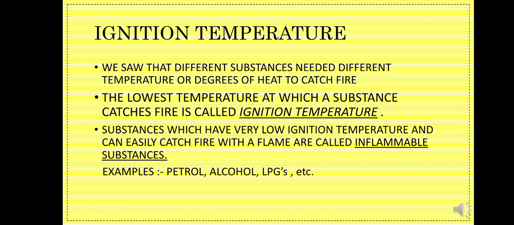In the previous video, we saw that different substances needed different temperatures or degrees of heat to catch fire. The lowest temperature at which a substance catches fire is called ignition temperature. Substances which have very low ignition temperature and can easily catch fire with a flame are called inflammable substances. For example, petrol, alcohol, LPG, etc.